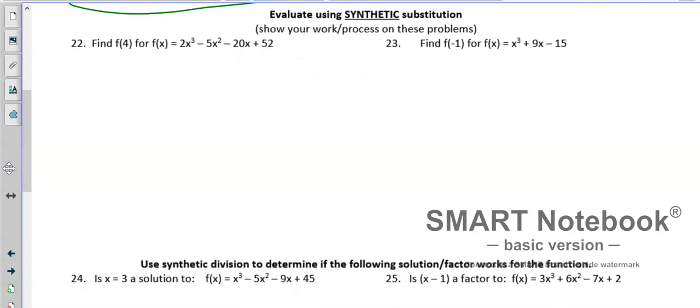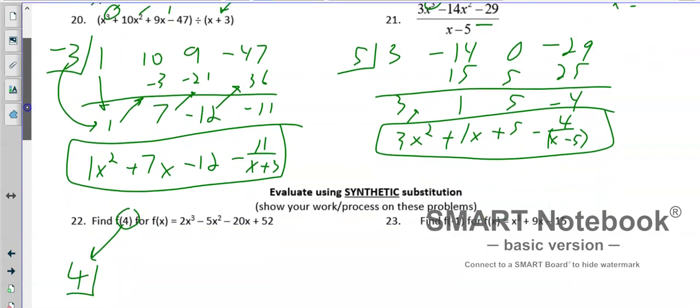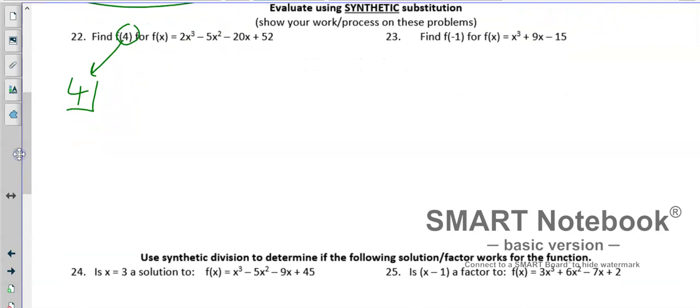Okay, evaluate with synthetic division. Synthetic substitution. Please remember, do not put negative 4 in the box. I am telling you this is the number that goes in the box. Okay, so we don't set it equal to 0 or like up here and think, oh, it's negative 3. Oh, it's positive 5. I'm telling you it's 4. All right, we have a 3, we have a 2, we have a 1, and we have a 0 constant. So I don't need any zeros in my setup.